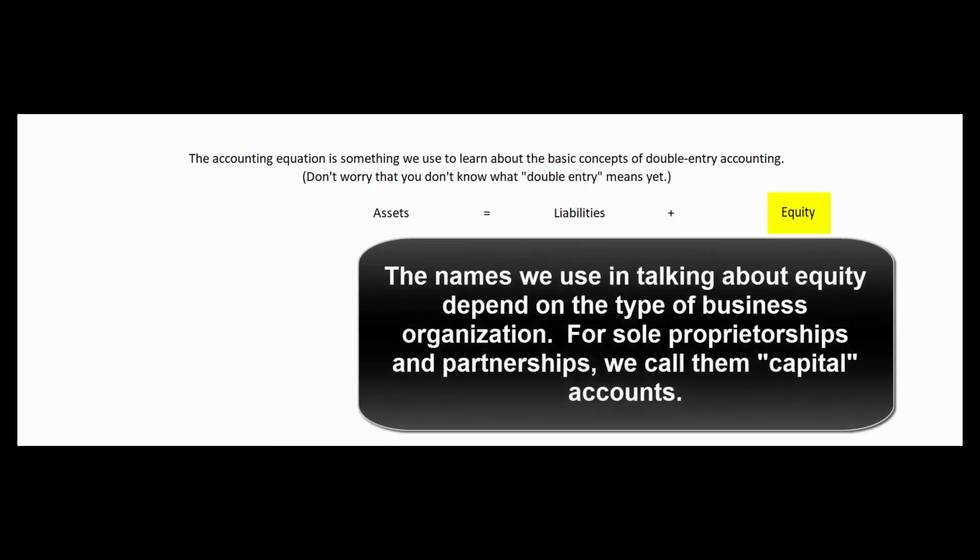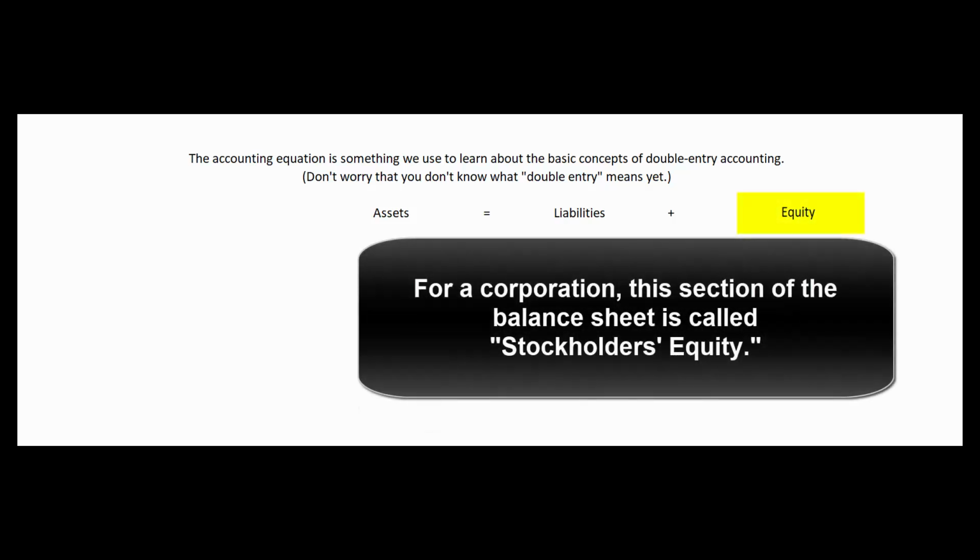The exact title of that equity depends on the organization. If it's a sole proprietorship, it would be called owner's capital. If it were a partnership, they would have multiple owner's capital accounts. If we're talking about a corporation, it would be called stockholders' equity.